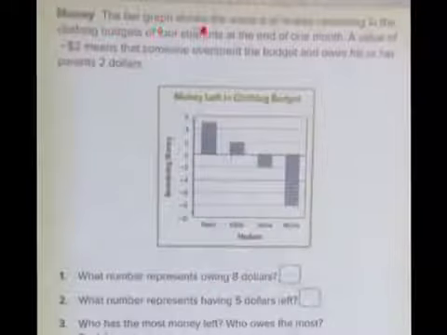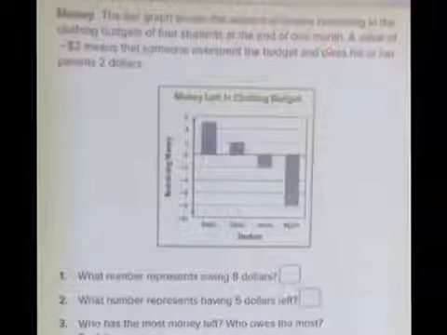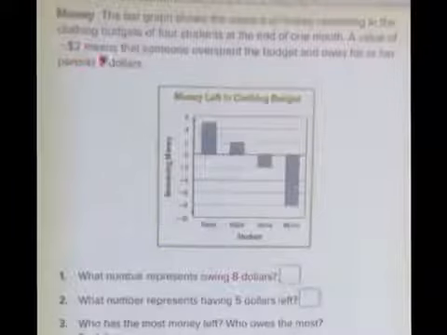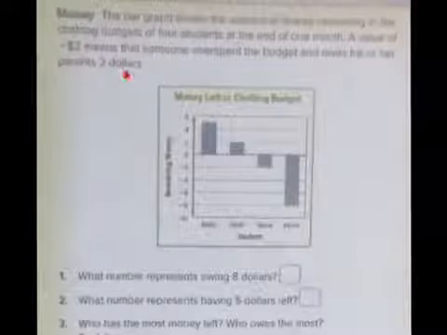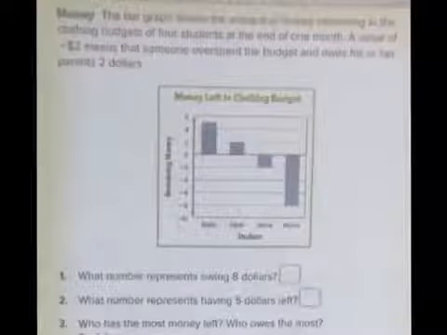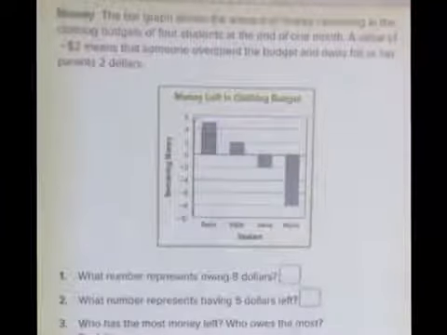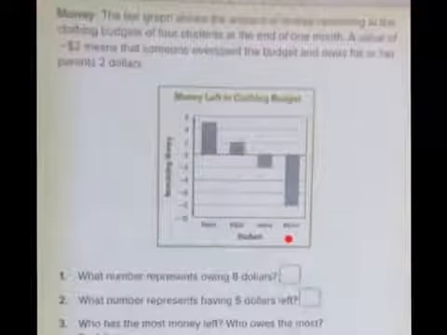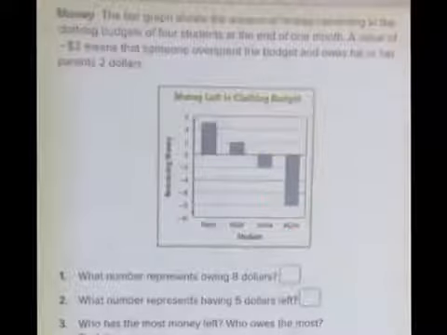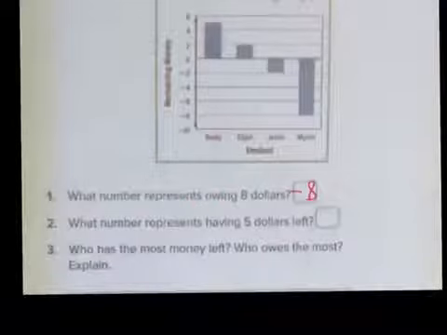Okay. The bar graph shows the amount of money remaining in the clothing budget of 4 students at the end of 1 month. A value of -$2 means that someone overspent the budget and owes his or her parents $2. Oh my goodness. So we have over here, I think it's Berto. He has $5. Okay, then we have Elia at $2, Jenna at -$2, and Myron at -$8. Question 1. What number represents owing $8? Well, as you can see right there, it's -8.